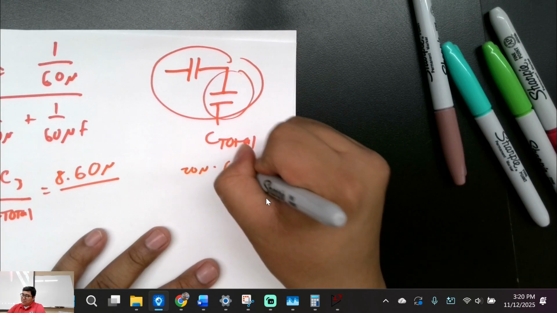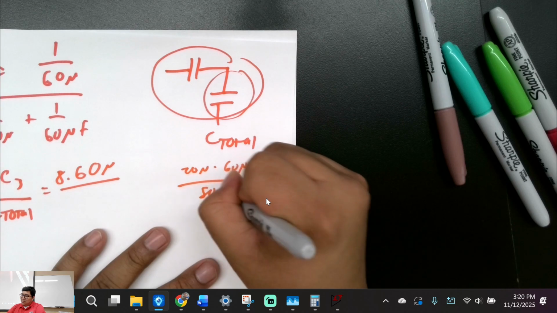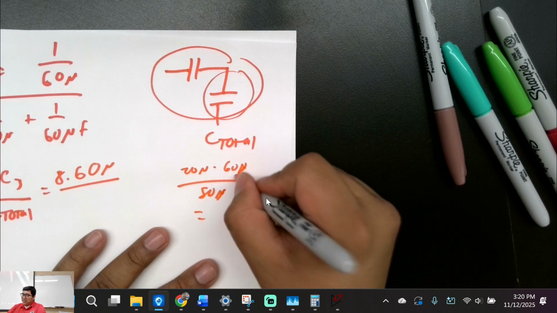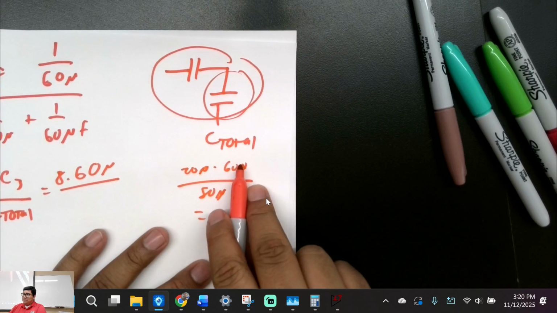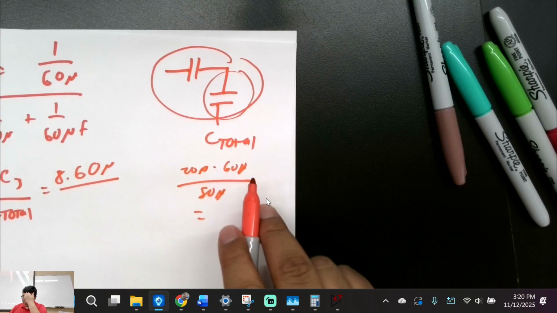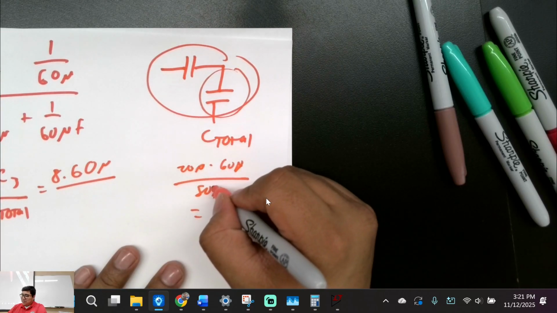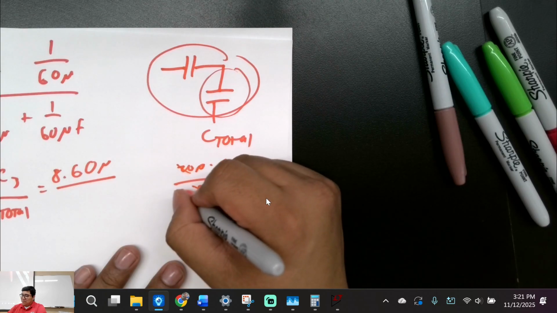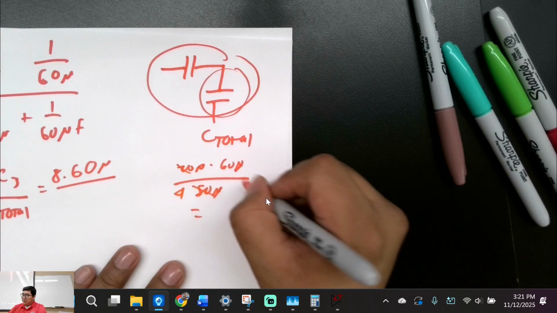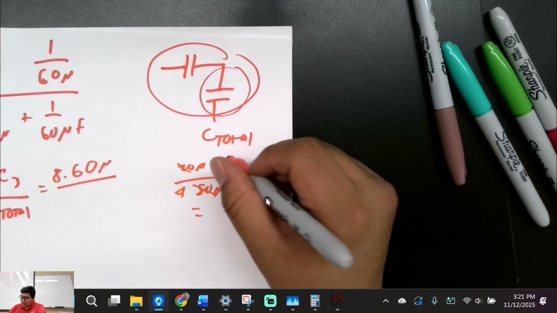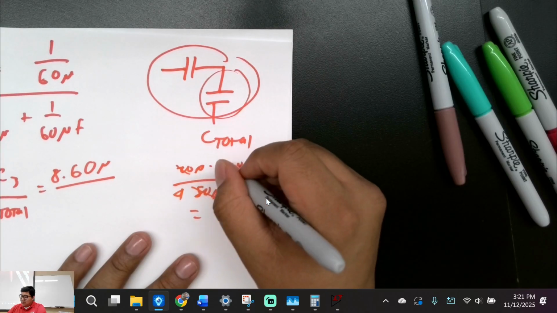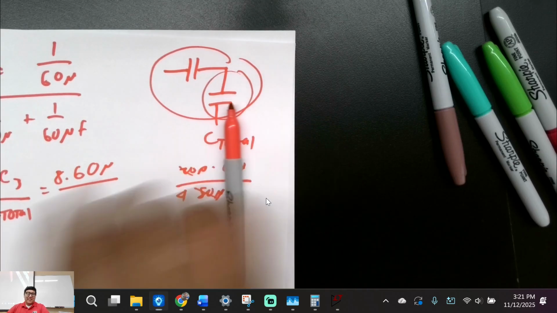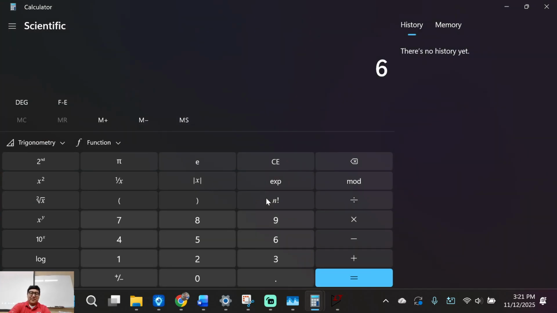20 micro times 60 micro, all divided by 80 micro, right? All the micros cancel out. Get 20 times 60. Actually, better yet, this 20 and this 80 give you the 1 over 4, right? And 60 divided by 4, what's that equal to? 20, no. 1, 12? No. Yeah, I don't want to mess up. 60 divided by 4. 15. Is that right?